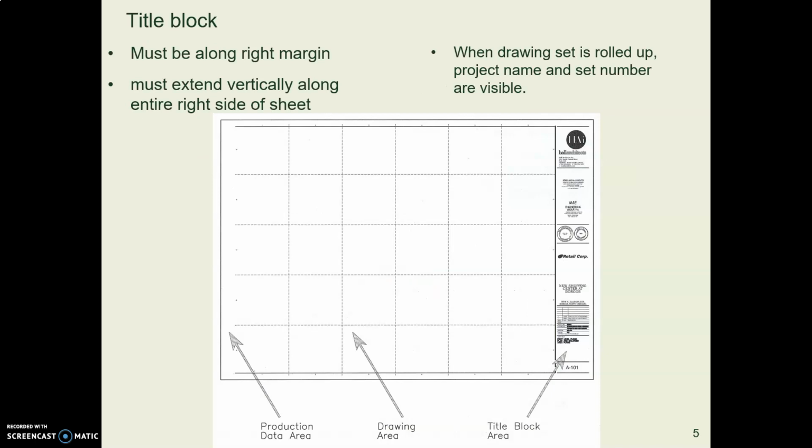When you put a title block on your architectural sheet, it must be vertically along the right margin of the sheet, and it has to cover the entire right edge of the sheet. And the reason for that is so that when you roll up a set of drawings, this block here that has all the information in it will always be visible. And we do it this way whether we're doing B size sheets or C or D size sheets.